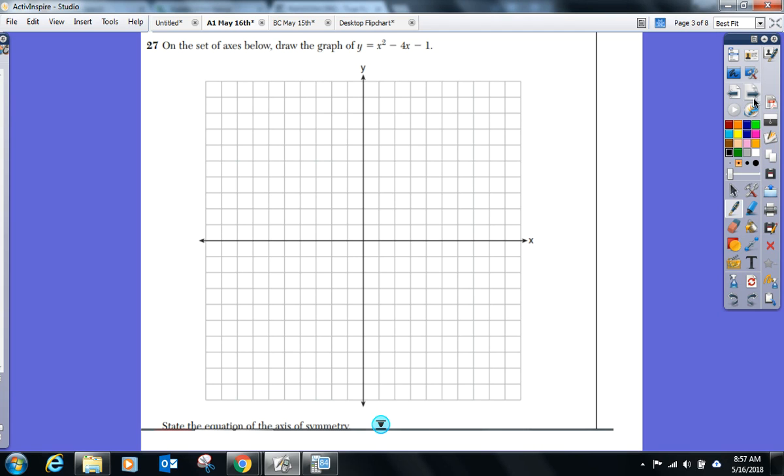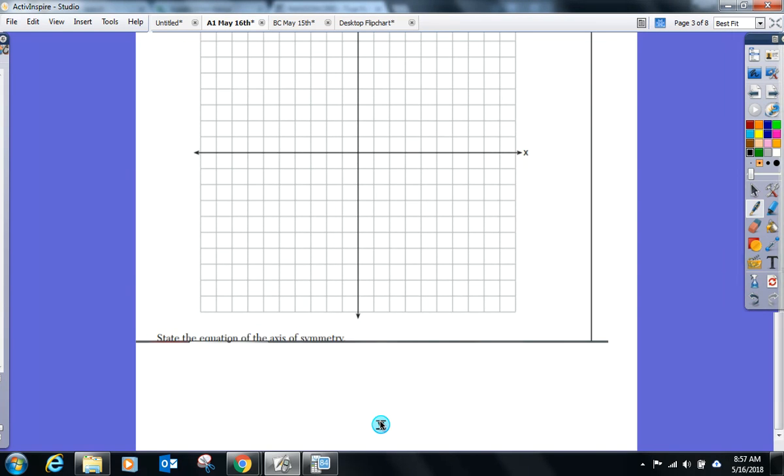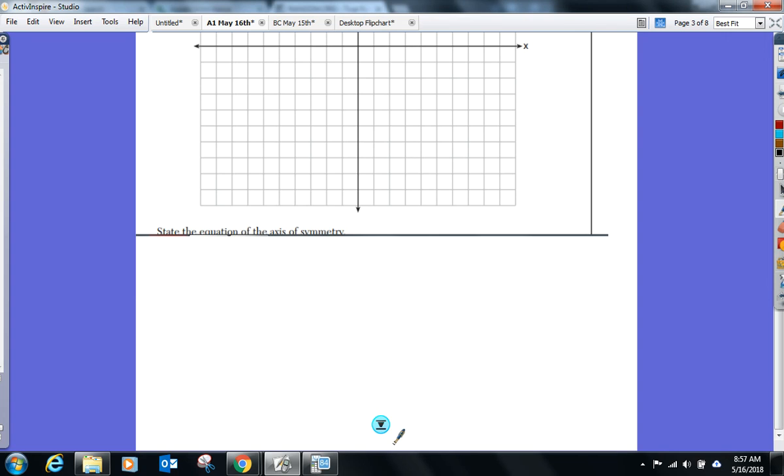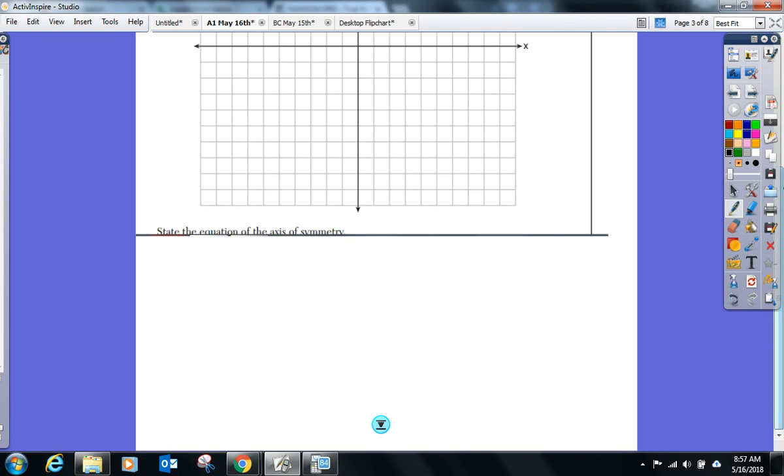You need to show me a chart of values. So let's go back to the days when we liked each other. Anybody remember how to get the first value? And this kind of answers the question down below. Find the what first? Axis of symmetry. Yep, that'll be my middle value in my table. Anybody remember the formula for axis of symmetry? Negative b over 2a. Yep.